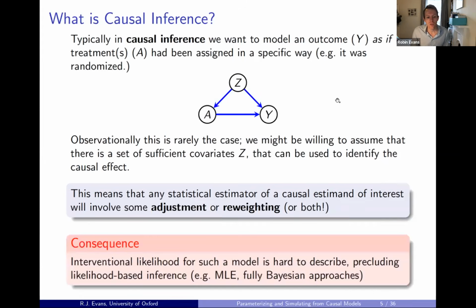A consequence of this is that the interventional likelihood for such a model, in terms of the observational data that you get from it, is very complicated. It means that basically you can't do likelihood-based inference. For example, you can't find the maximum likelihood estimator of the strength of this edge in the causal sense because you can't evaluate the likelihood. It also precludes anything like a fully Bayesian approach to modeling something like this.